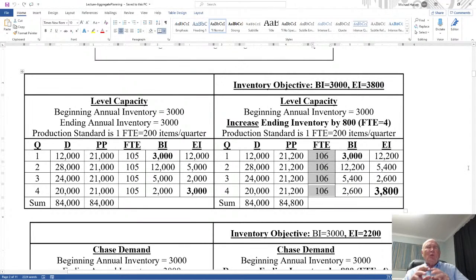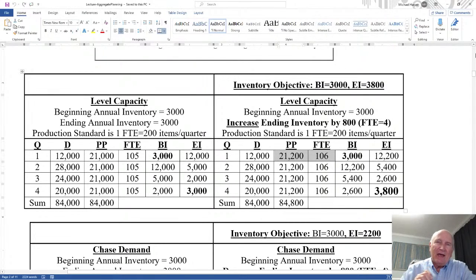Well, some people say, why do you spread it evenly? Why don't you put all the 800 in the first quarter? Or put all the 4 in the first quarter? Why don't you do that and make that 109? Well, you can. Some people do. There's nothing wrong with that. It can be done, and it is done.